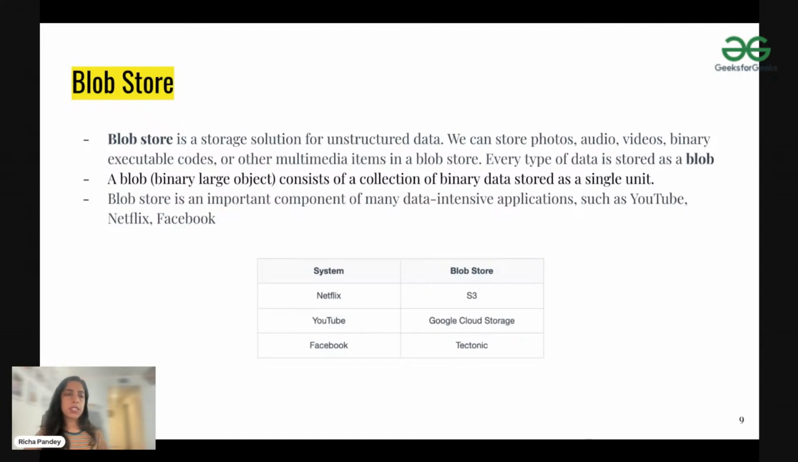So it's mostly a third party cloud storage, because you can imagine the unstructured data like a photo, video, audios can be memory intensive data. So cloud storage will provide a cost effective option to store all those data. Here I've just listed a few examples of blob storage which these applications use. Netflix uses Amazon S3, YouTube uses Google Cloud Storage, Facebook uses what is called Tectonic. All of these are blob storage. They work pretty much similar to each other.